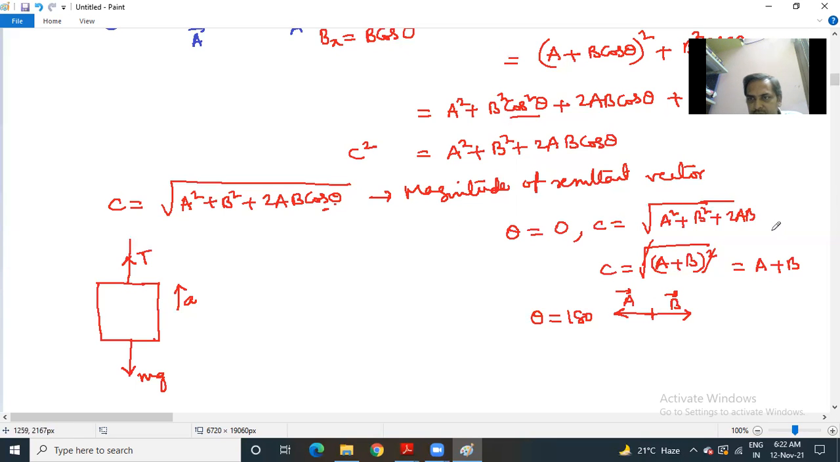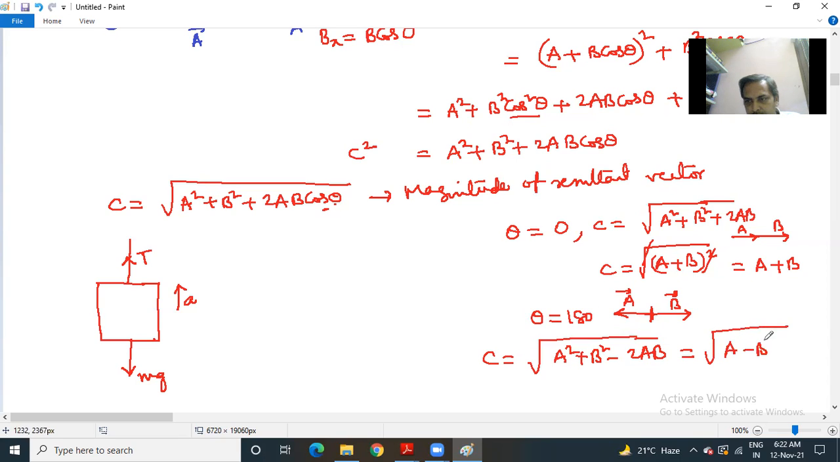If theta equal to 0, it means A is like this, and B is also like this, in the same direction. Now theta is 180 means they are acting in opposite directions. So therefore cos 180 is -1. So therefore you will get C as root over A square plus B square minus 2AB. So you can also write this as root over (A minus B) whole square, square and root get cancelled, C is equal to A minus B.